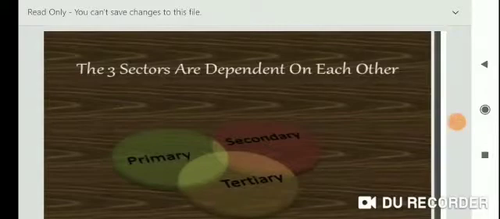Now, myself Nidhi Lal. Today we are going to discuss chapter number 2 of economics, students, and the chapter name is Sectors of the Indian Economy. Students, the three sectors are dependent on each other: primary, secondary and tertiary. Let's see the example.